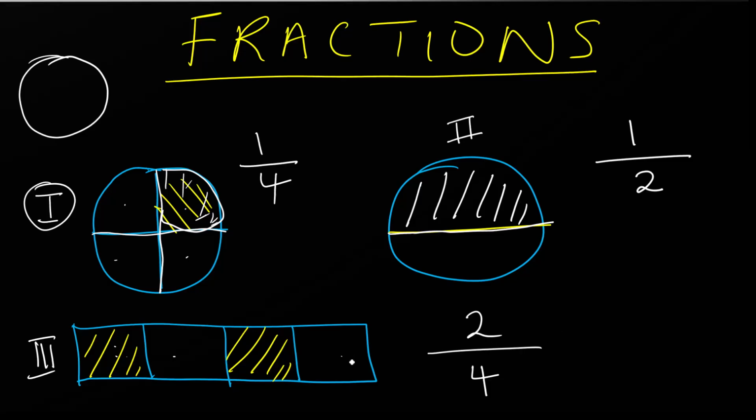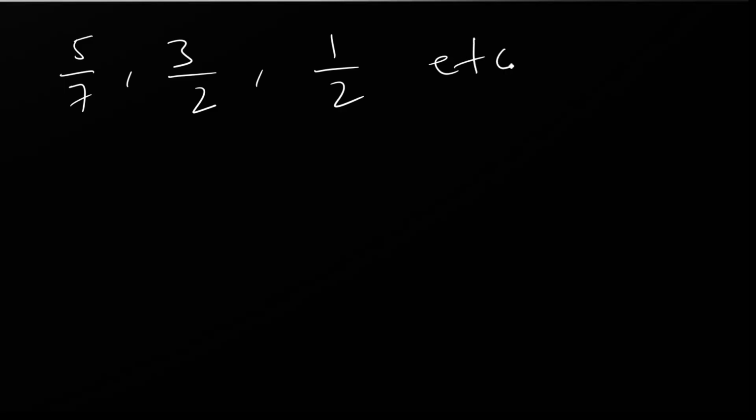So in short, a fraction is a part of whole. We can have so many examples here. So we can have 5 on 7, 3 on 2, 1 on 2, and many more. Alright. Now let's observe the following very carefully.